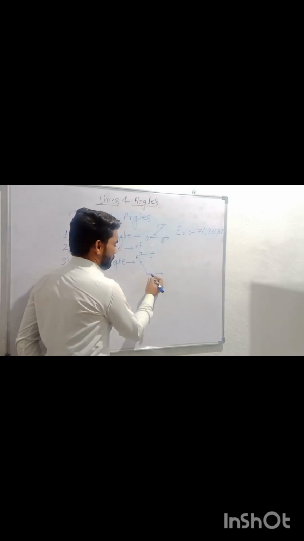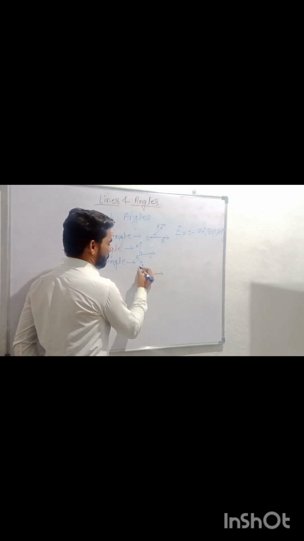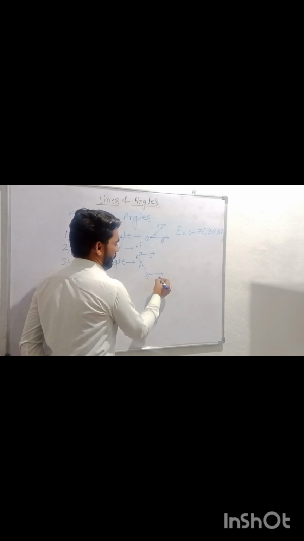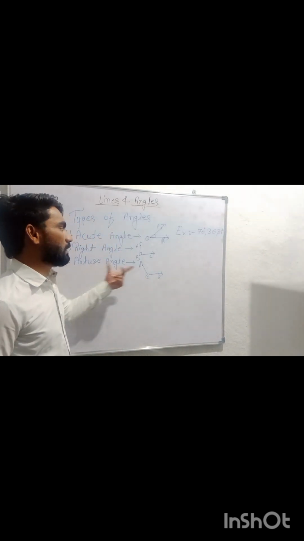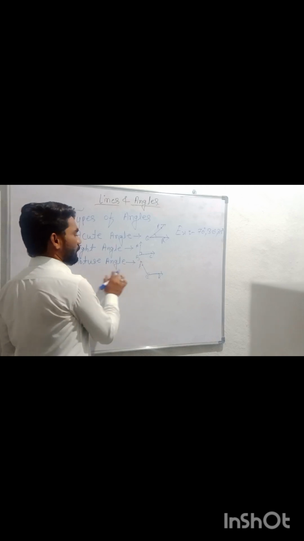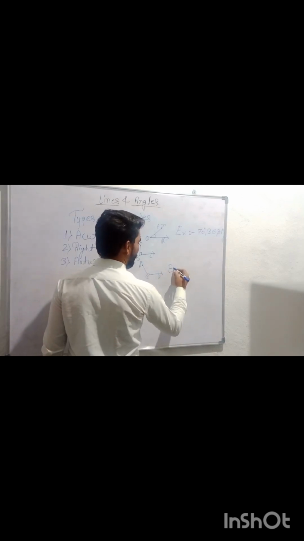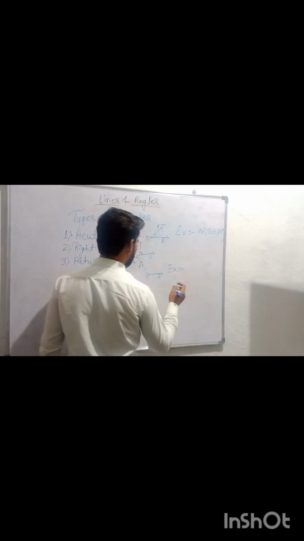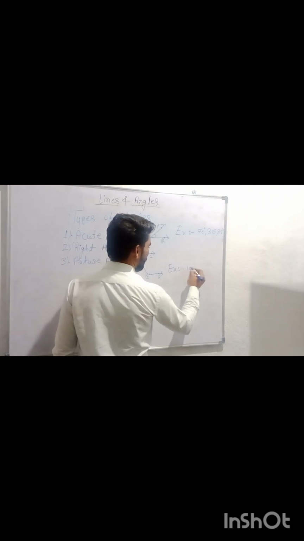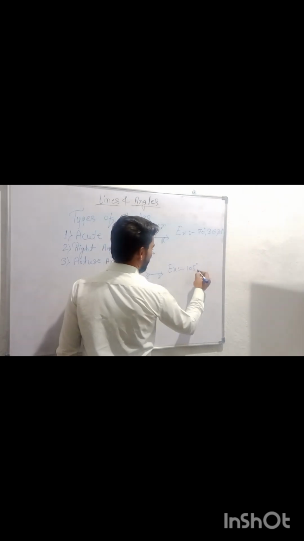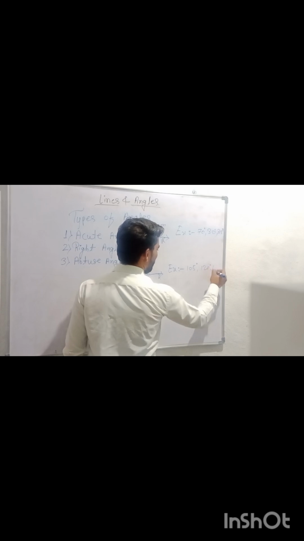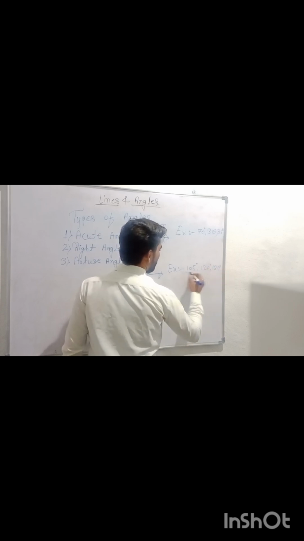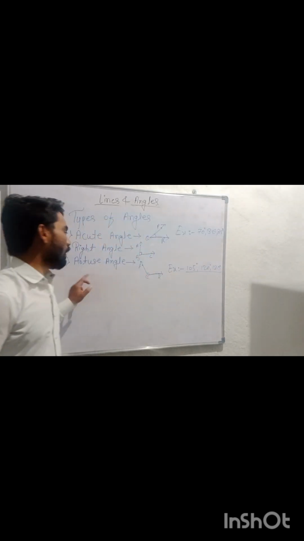Okay, dear students. Other examples of obtuse angles are 105, 120, and 130. These are all examples of obtuse angles.